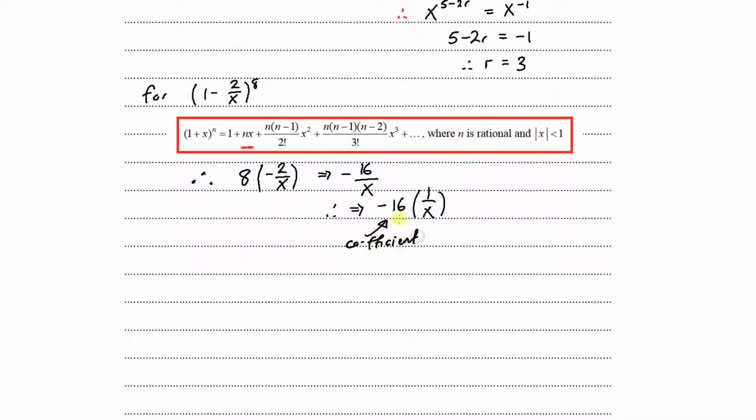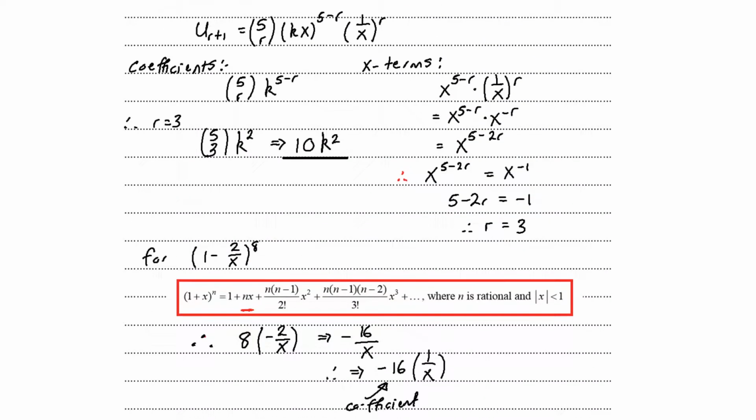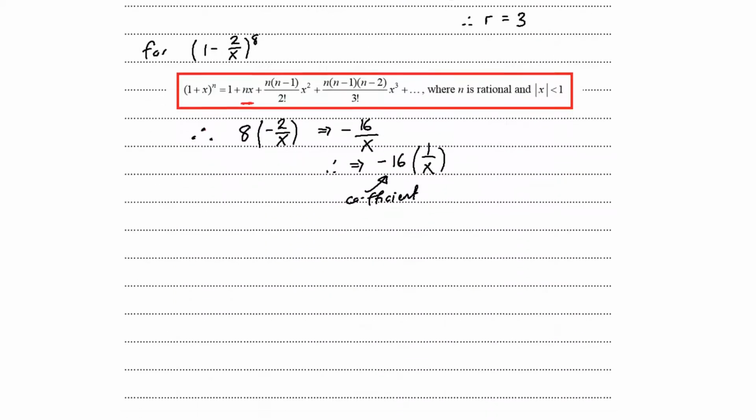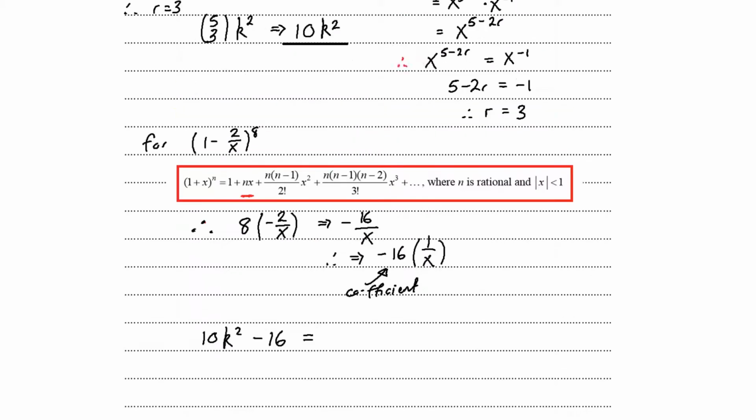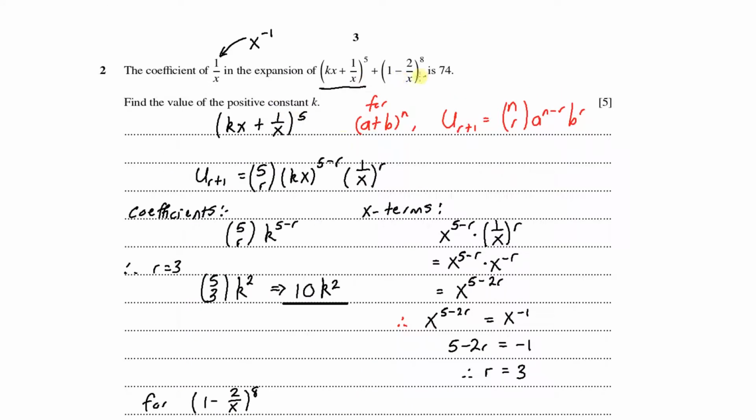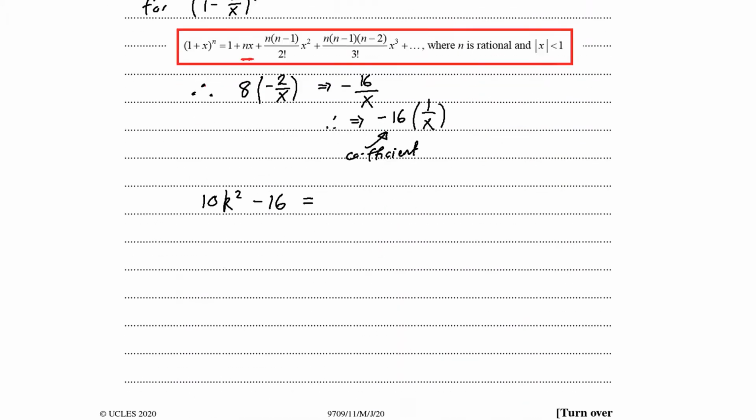So we now have two coefficients. We obtained the first coefficient as 10k squared, and the second coefficient as minus 16. According to the question, this should be equal to 74. So it's all equal to 74.